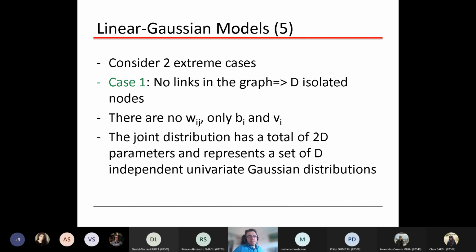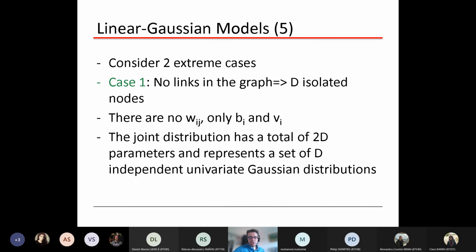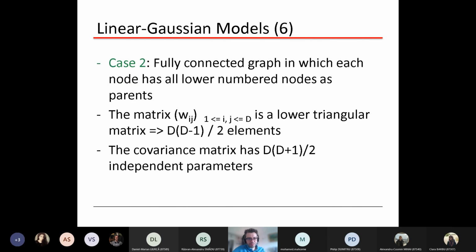So again, we have two extreme cases. If we don't have any links in the graph, we'll have D isolated Gaussian distributions, so independent Gaussian distributions. If they are isolated, we won't have any weights in these matrices. We only have the biases and the variances. So we have only 2D parameters, and it actually makes sense. We have 2 multiplied with D parameters because each Gaussian has a mean and a variance. We have D Gaussian distributions, they are independent, so we have 2D parameters that we want to compute.